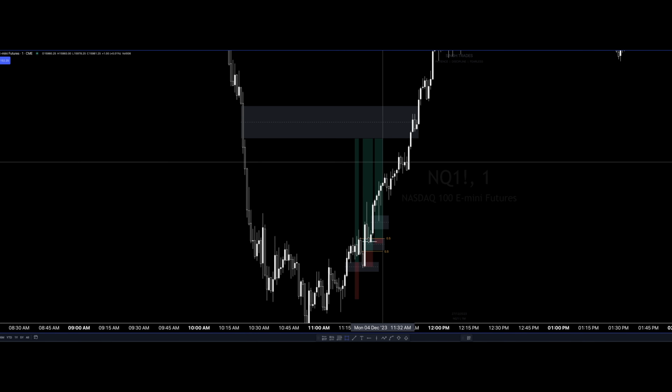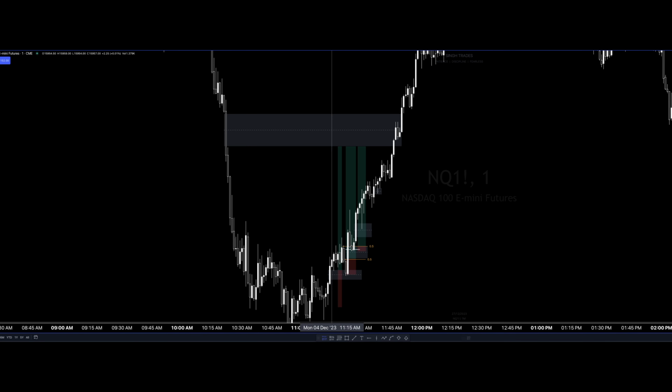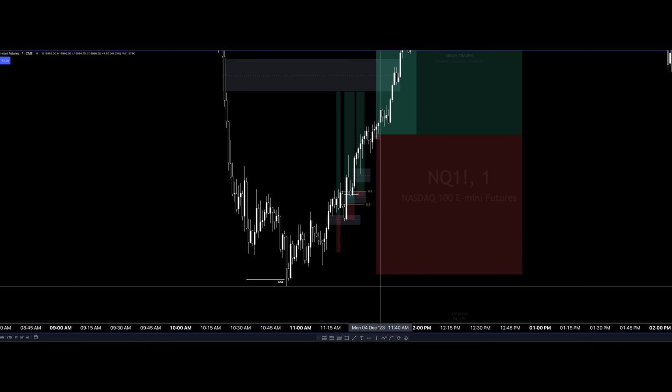Alright, we got displacement here. Boom, what do we do here? Another fair value gap, order block. Take my 4th entry here. Stop below this low. Still targeting the fair value gap. Now my average fill will be my first entry and my 4th entry, half of that. So my entry would be here.